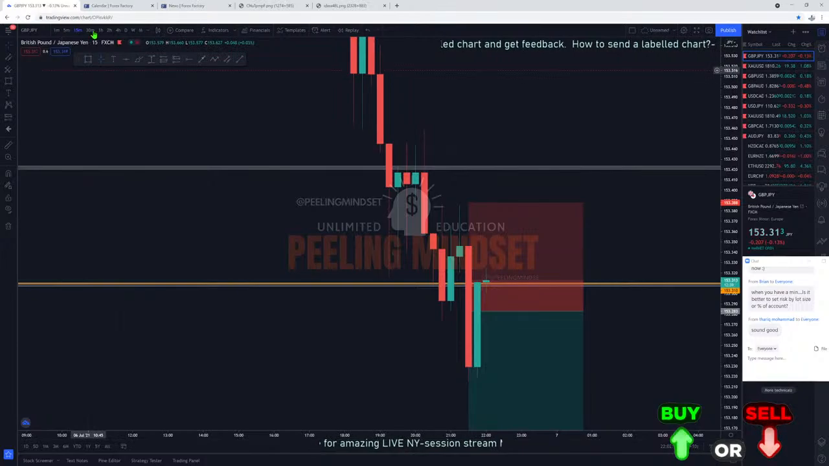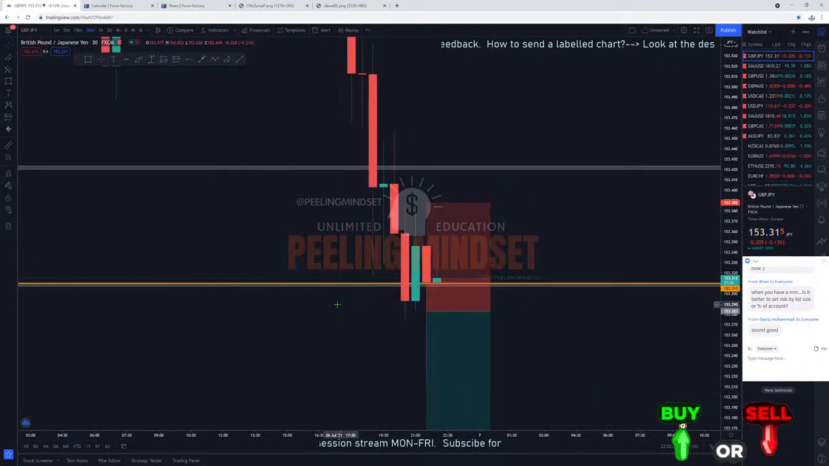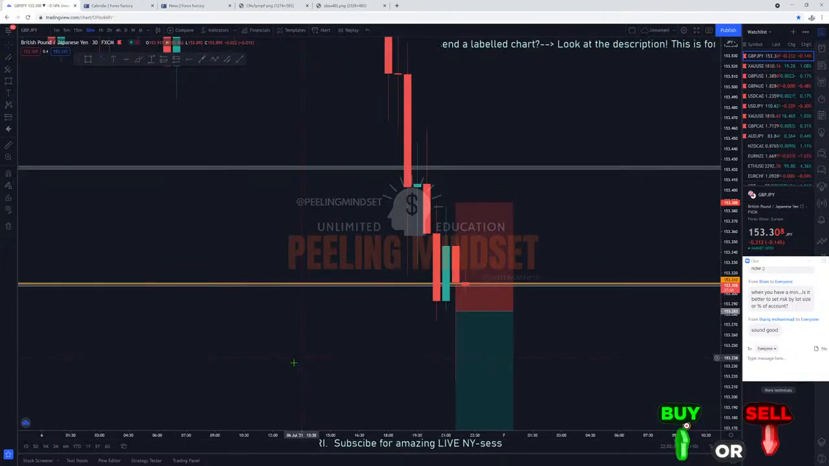I don't like the way it's moving. Let's see. Have to see candles pushing down.